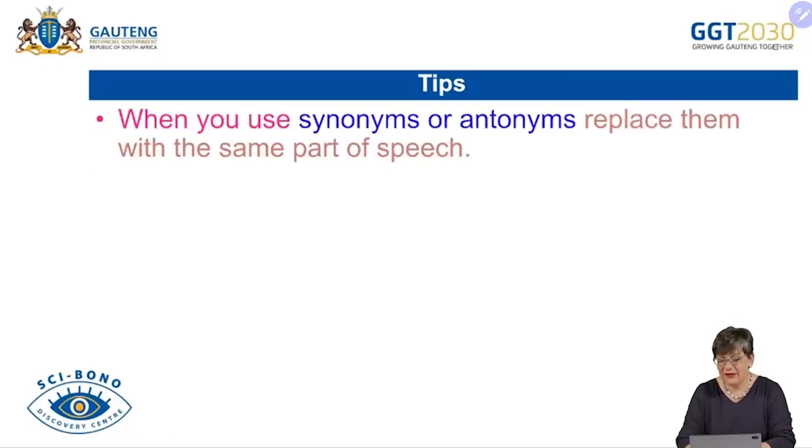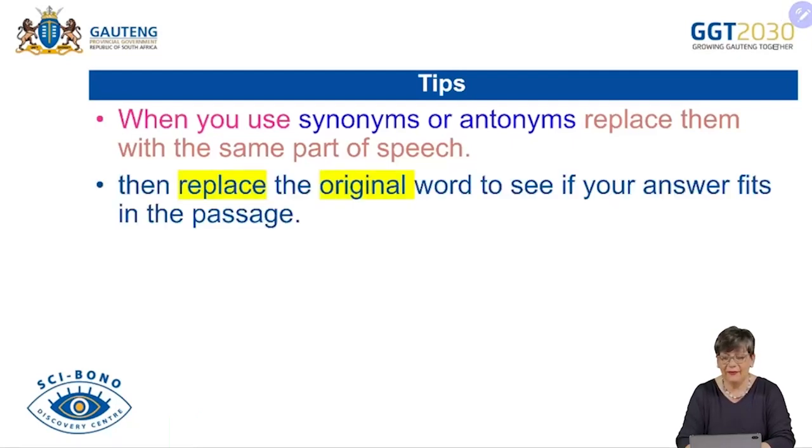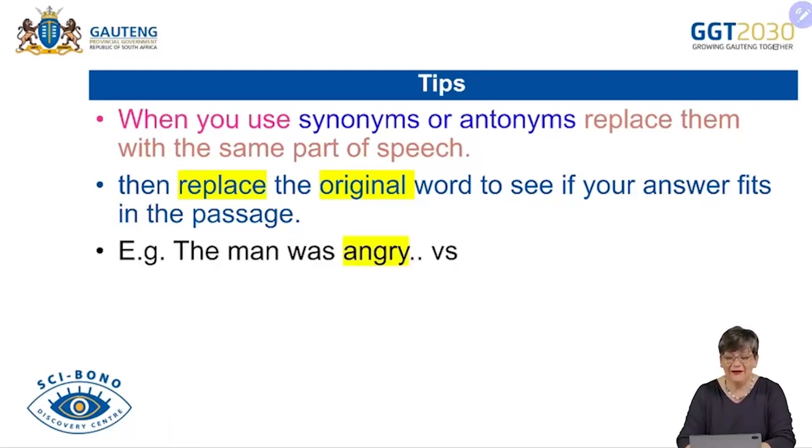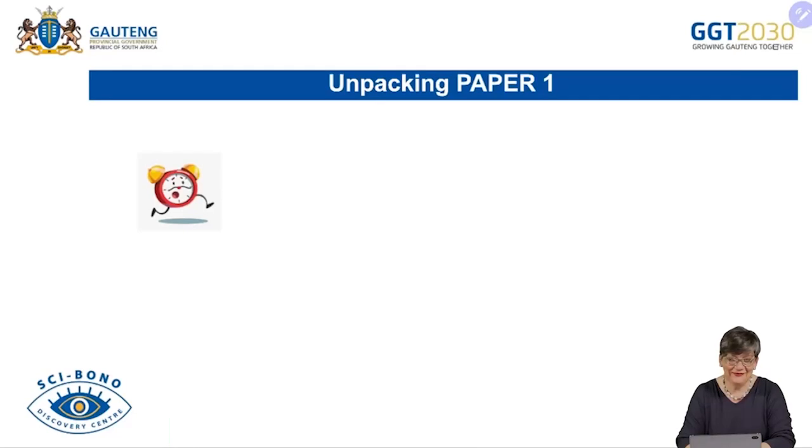Now, here are some tips. As I said, you can either use a synonym or antonym. But if you do use these, make sure they fit in the place of the original word. Let me give you an example. We're given a sentence, the man was angry, and you want to write it in your own words. You have to find a word that will replace angry but has the same meaning. Now, I can say the furious man, or the man who is furious. As easy as that.